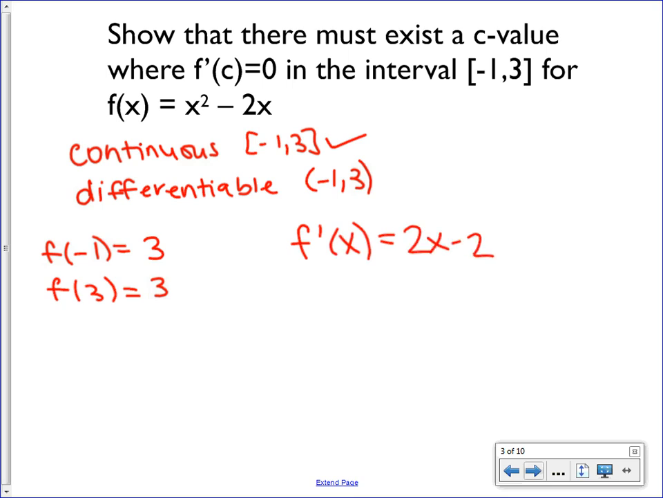2x minus 2. And we're worried about where our derivative is 0. Which is where? 1. Okay. So our c value that they're looking for is 1.